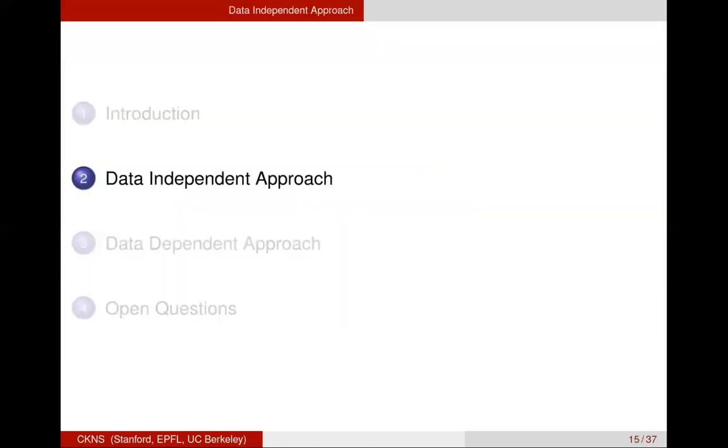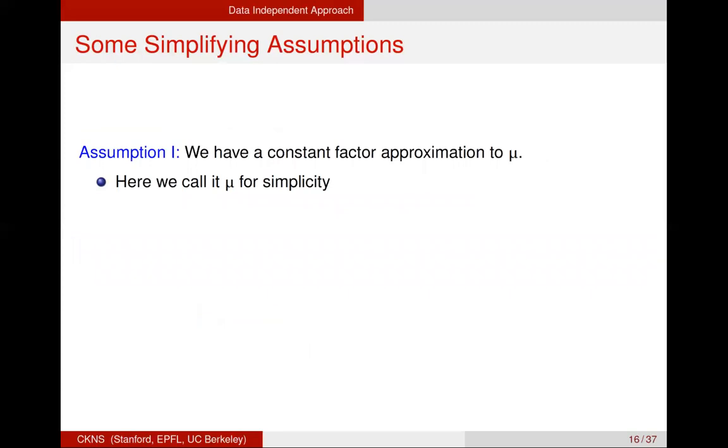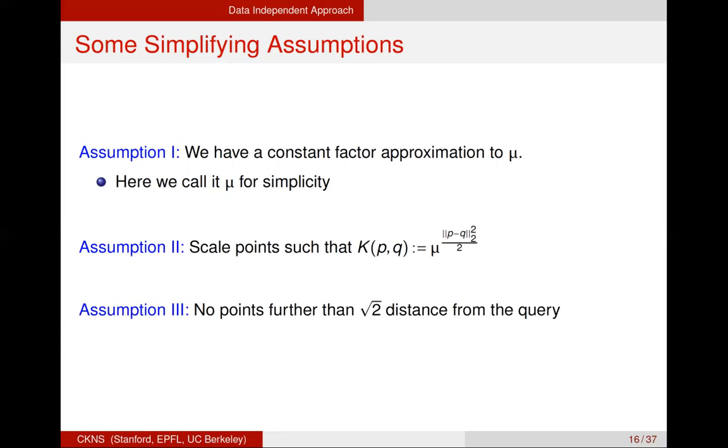Now let's see how we approach this problem. Let's first start with some simplifying assumptions. First, assume that we have a constant factor approximation to mu, and for simplicity, we call it mu here. The second assumption is that we scale points in such a way that the kernel value between 2 points P and Q is mu raised to power distance squared by 2. The third assumption is that we have no points beyond root 2 from the query. The intuition behind this assumption is that points at root 2 are contributing mu to kernel density, so points beyond root 2 are going to contribute smaller amounts, so we can kind of ignore them for now. These three assumptions are without loss of generality.